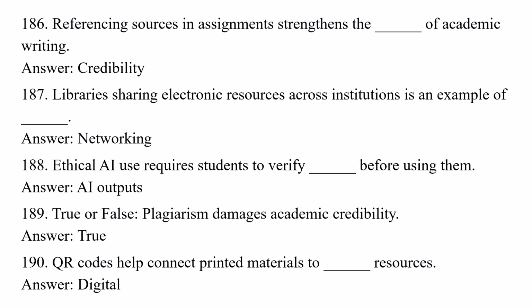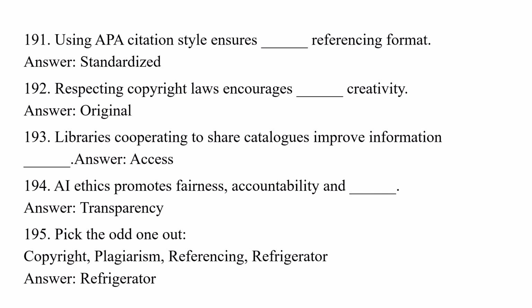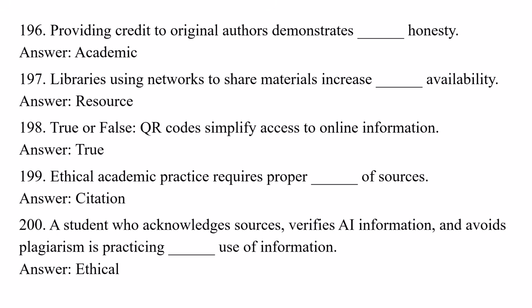QR codes help connect printed materials to what? To digital resources. Then the last batch here. Using APA citation style ensures that we have a standardized way of referencing. Respecting copyright laws encourages original creativity. Libraries cooperating to share resources and improve information access. AI ethics promotes fairness, accountability, and transparency. So the odd one in this one is refrigerator.